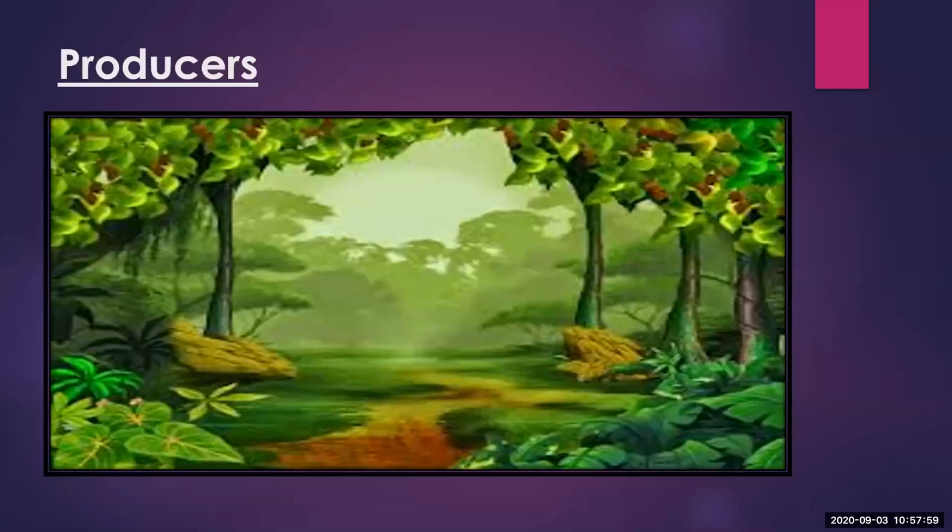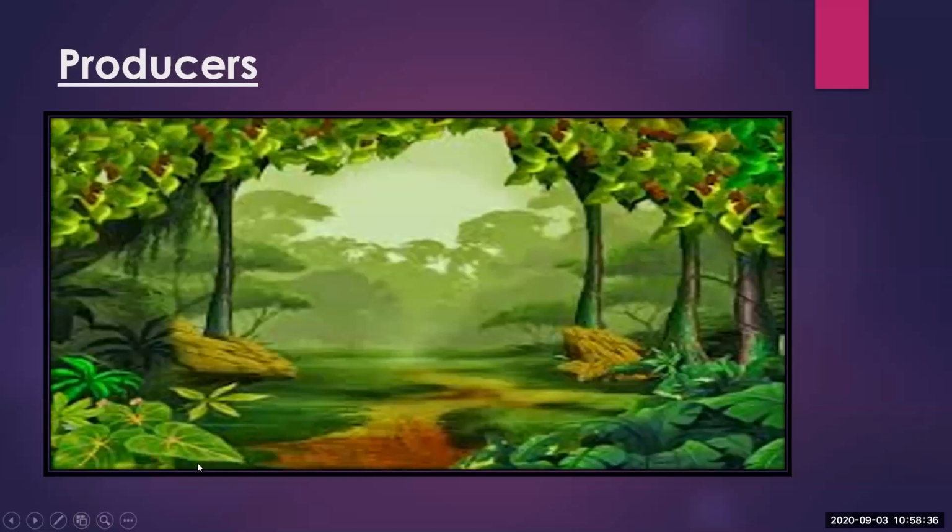Now what are producers? As I told in the earlier slide, producers are the green plants. All organisms that produce their own food through the process of photosynthesis are called autotrophs or producers. Why are they making their own food? As they have the chlorophyll pigment, they make their own food with the help of photosynthesis. So all organisms that produce their own food through photosynthesis are called what? Autotrophs.